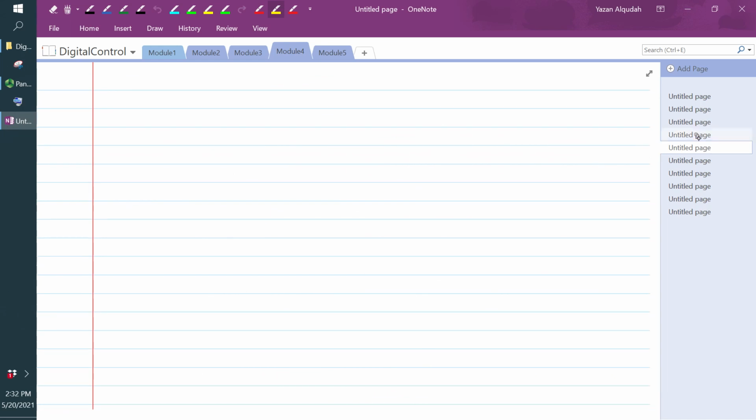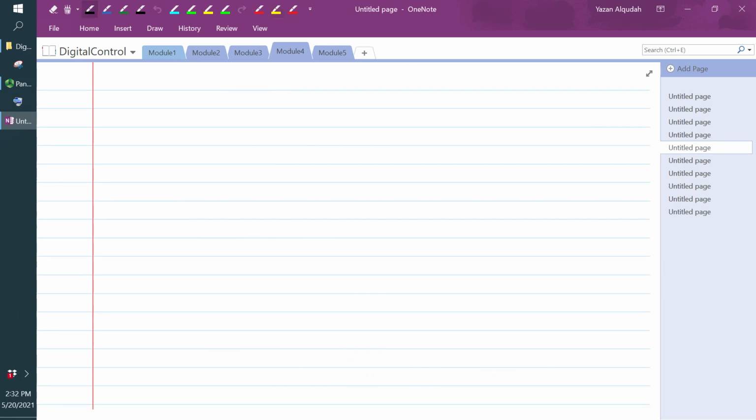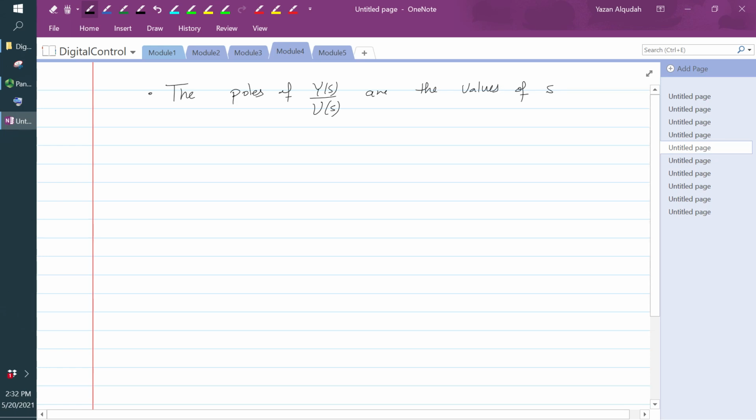So coming here, because everything else is going to be in the numerator, the only thing I have in the denominator is this determinant of sI minus A. And therefore, if I want the poles of the transfer function y of s over u of s, I'm going to have to take the roots of the denominator, which is the determinant of sI minus A. So this is an important conclusion, which says that the poles of y of s divided by u of s are the values of s for which the determinant of sI minus A is equal to 0.